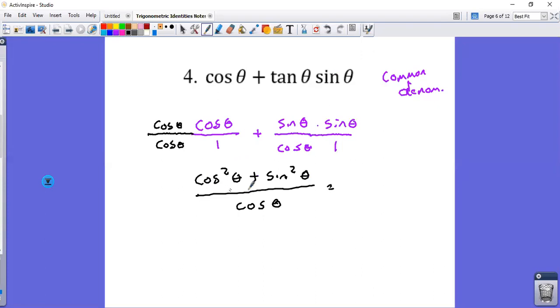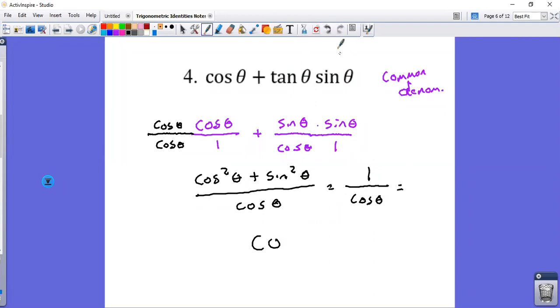Well, that's our Pythagorean theorem identity. It doesn't matter if I do sine squared plus cosine squared or cosine squared plus sine squared. Either way, it equals 1. So cosine squared plus sine squared is 1 over cosine theta. And now I'm down to 1, but I don't leave it as a reciprocal.